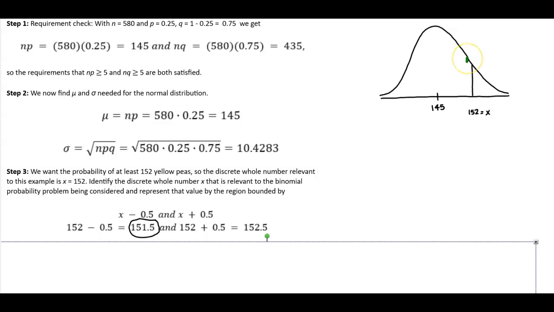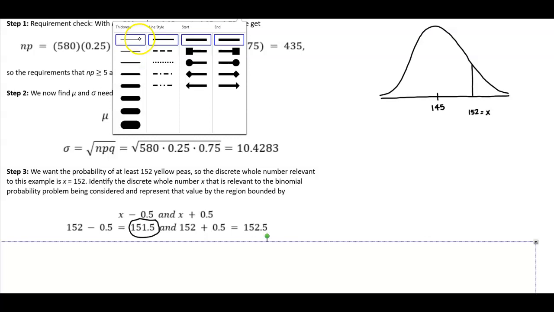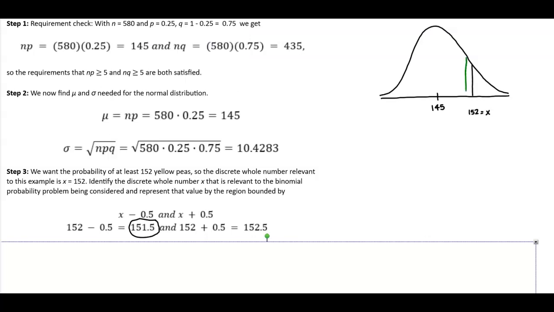So now we're going to draw our value of 151.5, and let's just label where 152.5 is, on the other side here. But since we're looking for 152 or more, what we're interested in is the area to the right of 151.5. So we're using that approximation: instead of using 152, we go one below that, to 151.5.